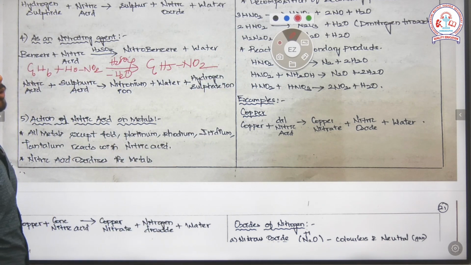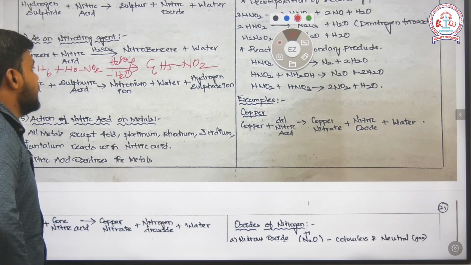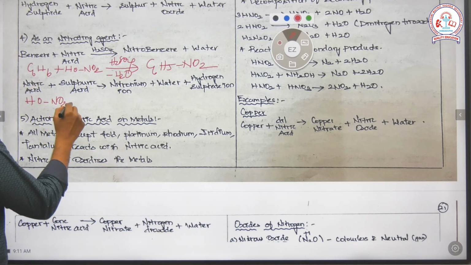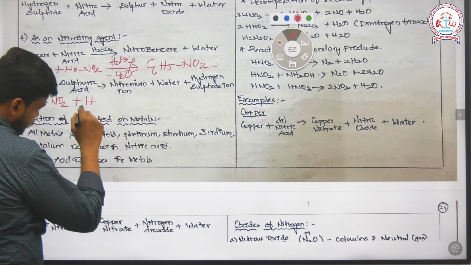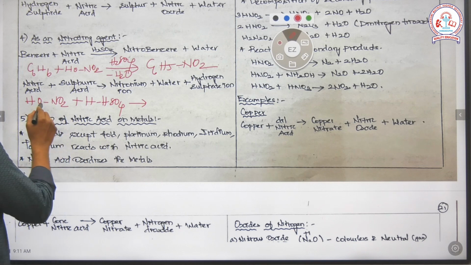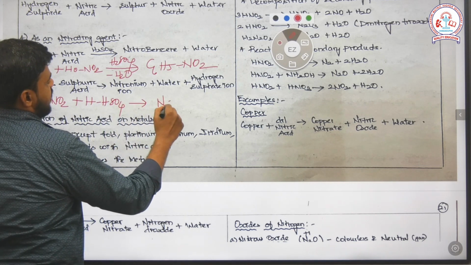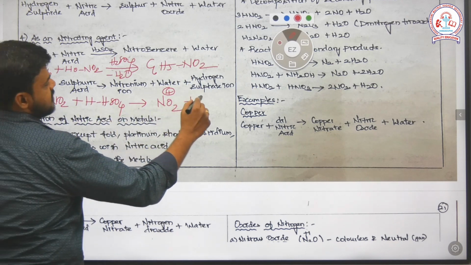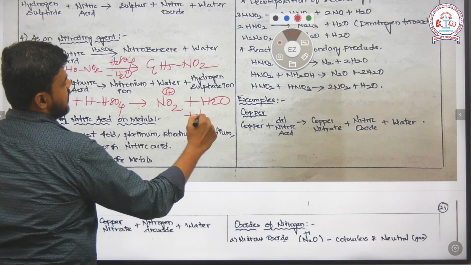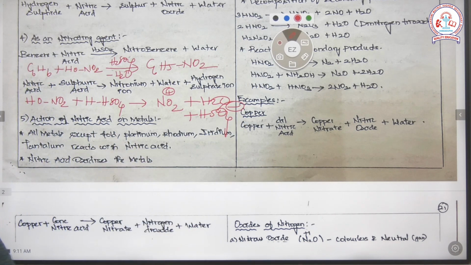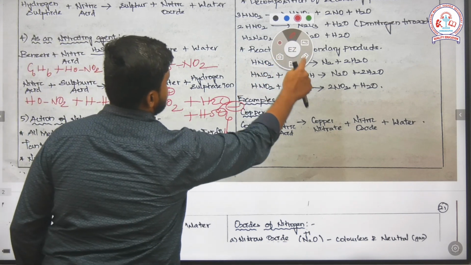So this reaction proceeds by the formation of the nitronium ion with the help of sulfuric acid. Let's check. HONO2 nitric acid plus H2SO4 forms NO2 plus. This H and OH will go as H2O. Then the one which is left out is HSO4 minus. This nitration takes place with the help of sulfuric acid because the formation of the nitronium ion is done by the sulfuric acid. That's the reason.